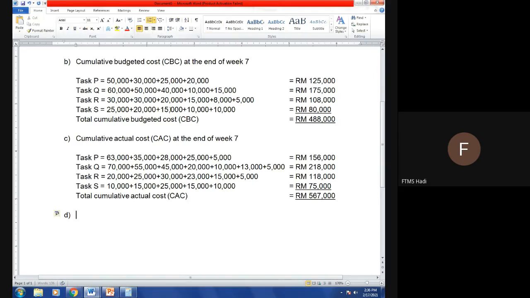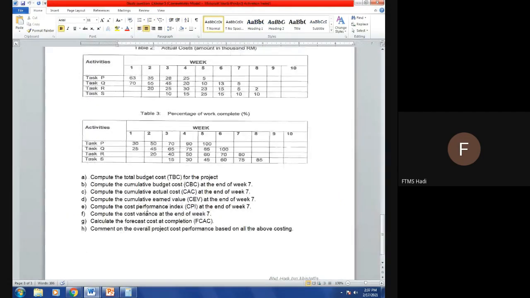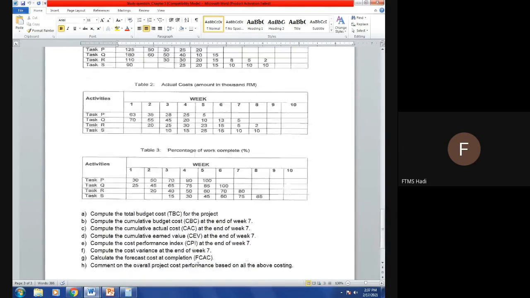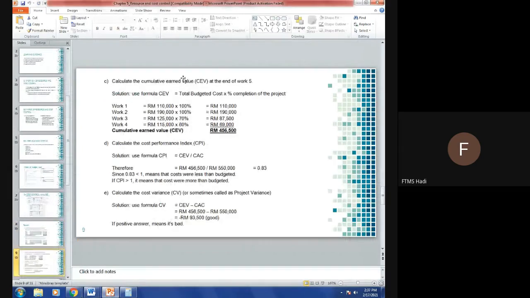Okay, let's move on to question D. Question D says compute the cumulative earned value, CEV, at the end of week 7. That means nothing related to this one. It relates to the percentage of work complete until week 7. So for CEV, let me refer back again. CEV is the total budgeted cost multiplied by the completion of the project.